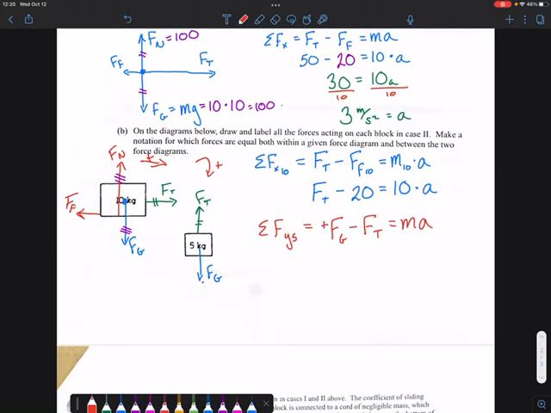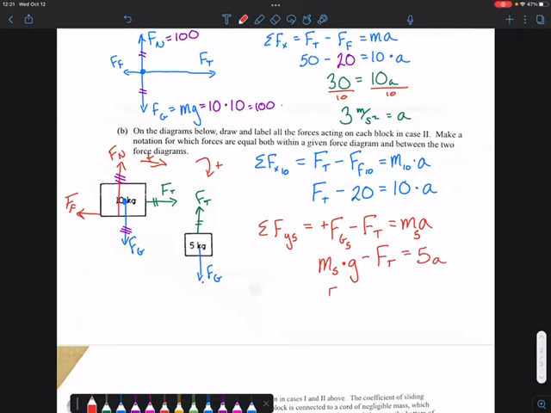So we have to make sure that to have these accelerations the same, we need to switch which way it is. All right, so this is FG of the 5 kilogram thing. This is the mass of the 5 kilograms. So this is mass of the 5 times G minus FT equals 5A. So this is 5 times 10, right? Because G is 10.